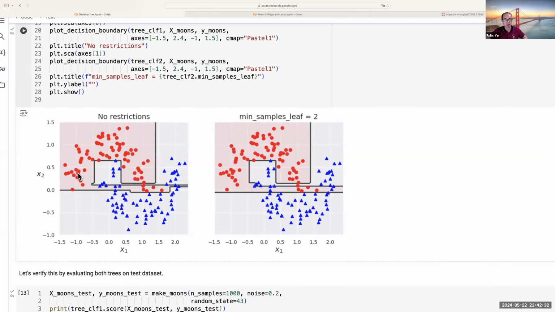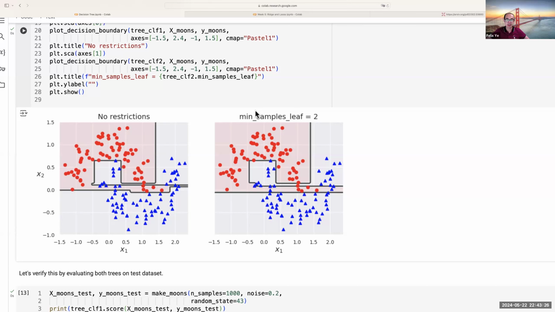The left one is the decision boundary without any kind of restriction. You can see we still have some errors, and the decision tree has some unnecessary zigzags, for example right here, right here and right here, to ensure that everything here is predicted as red and everything here and here is blue. But this doesn't look very nice because of the unnecessary zigzags. So we're going to impose the regularization that the minimum sample leaf has to be at least two.